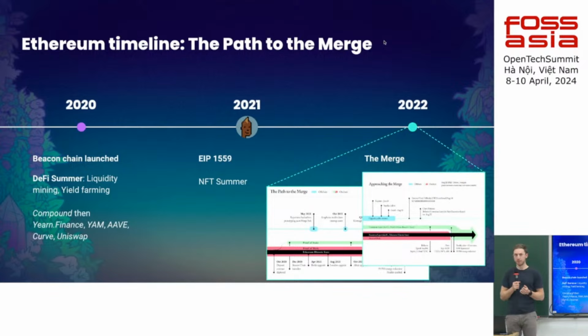In 2021, an EIP got released. An EIP is an Ethereum Improvement Proposal. So this is how upgrades get passed on the protocol. Well, EIP-1559 changed the way fees were working on Ethereum, let's say, for the better, and also prepared for the merge. NFT summer also happened.